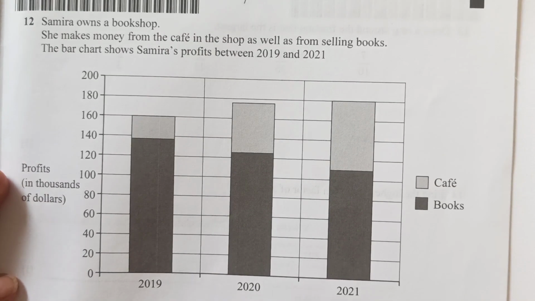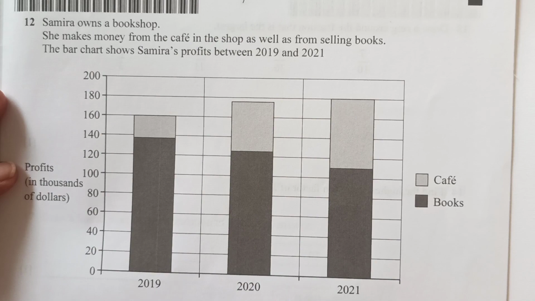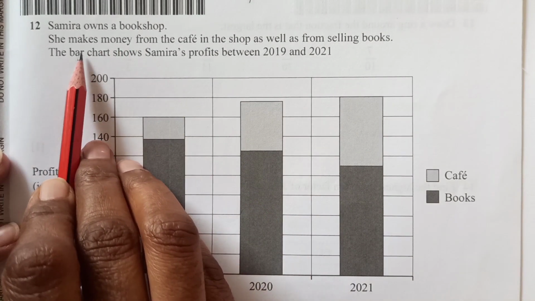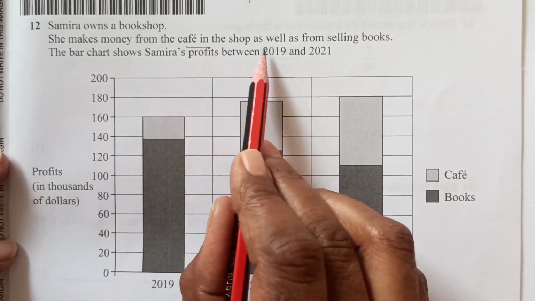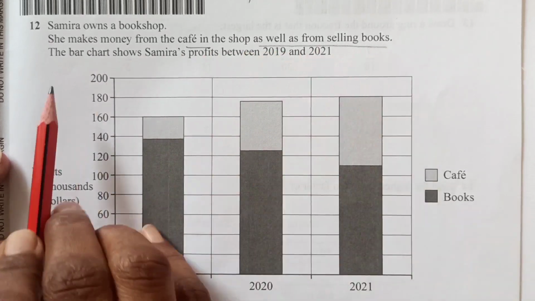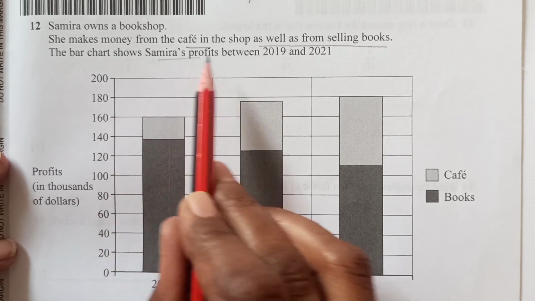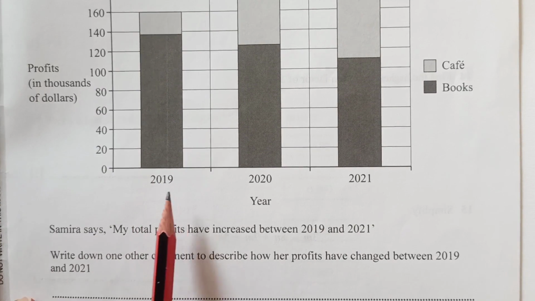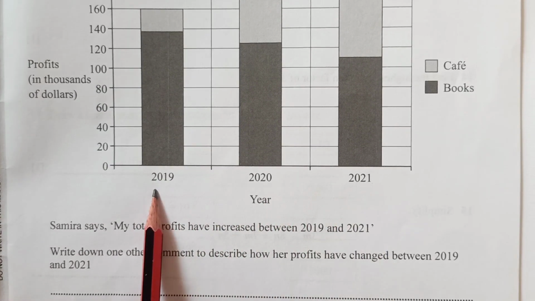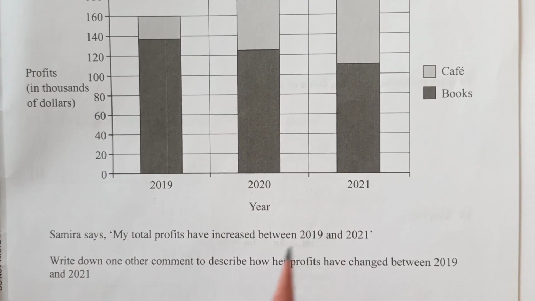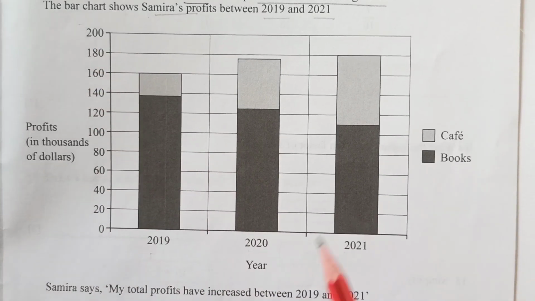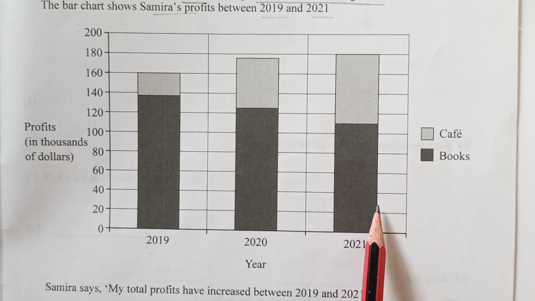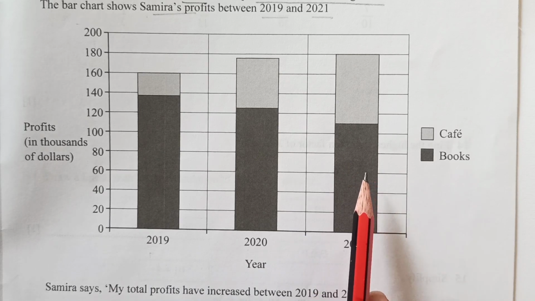Question number 12. Samira owns a bookshop. She makes money from a cafe in the shop as well as from selling books. The bar chart shows Samira's profit between 2019 and 2021. Along the x-axis we have the years 2019, 2020 and 2021. Profit is this side. Here is the key. Cafe is this gray color and books are black, shown here.